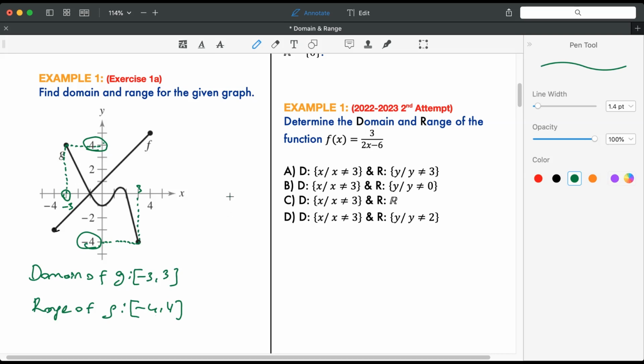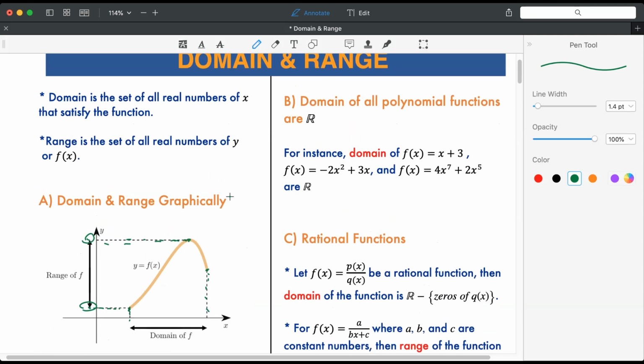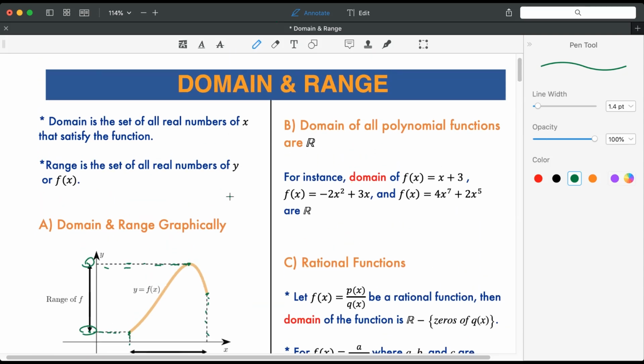Okay, now let's take a look at the domain and range algebraically. We have a bunch of rules. We have rules for every different function. First of all, domain of polynomial functions. The domain of all polynomial functions is all real numbers. Let's remember what a polynomial function is. A polynomial function is a function that has only non-negative integer powers, like 1, 2, 3, 4, 5. There's no 1 over 2, 2 over 3, or -1, -2. They're just positive integer powers. So every kind of polynomial function has all real numbers domain.